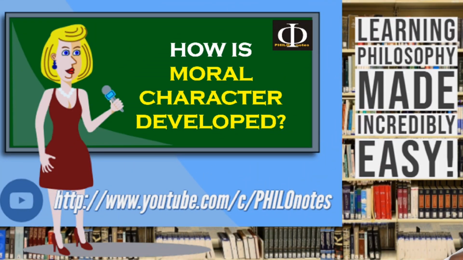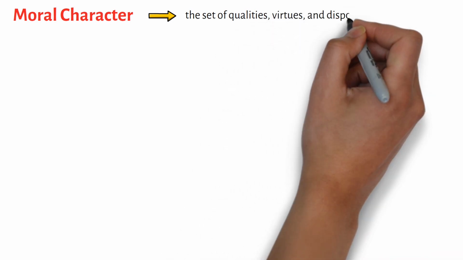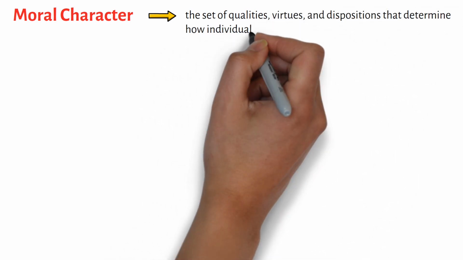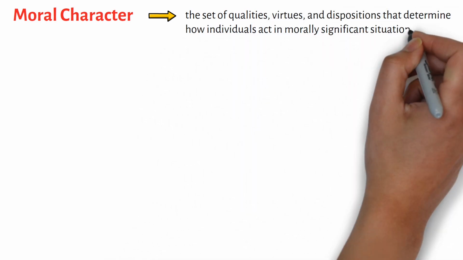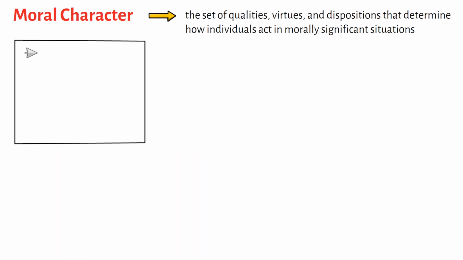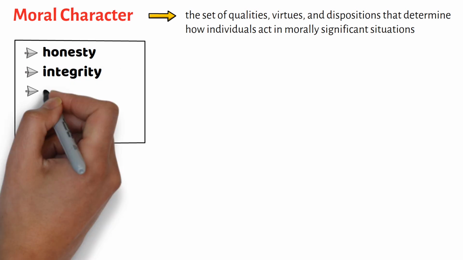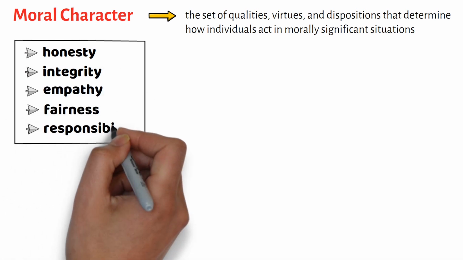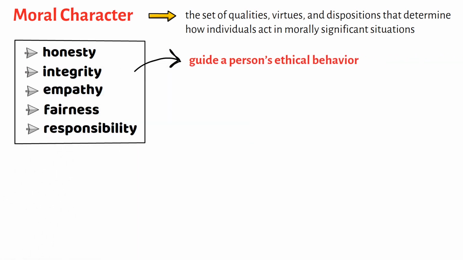How is moral character developed? First of all, moral character refers to the set of qualities, virtues, and dispositions that determine how individuals act in morally significant situations. It encompasses qualities like honesty, integrity, empathy, fairness, and responsibility, all of which guide a person's ethical behavior.